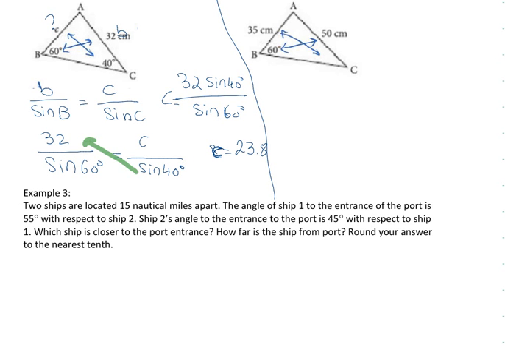So on the calculator, you're going to do 32 times sine 40, and then you're going to divide by sine 60. So do 32 times 40 sine, because your calculator is fast. Think your calculator is going to be wrong.